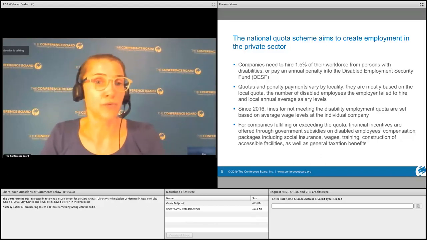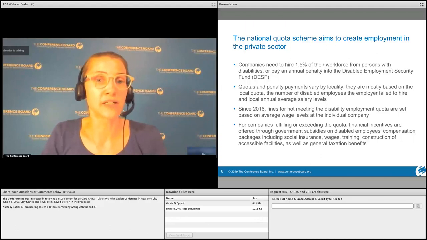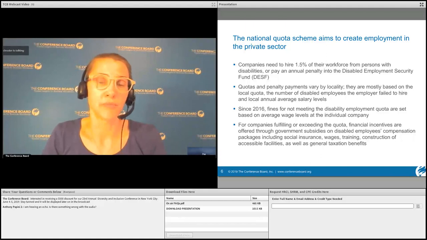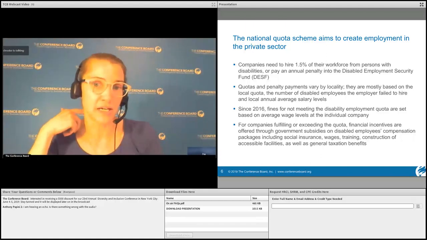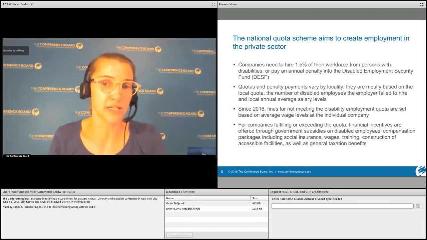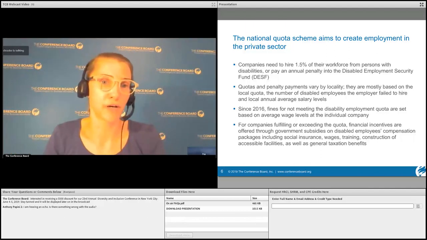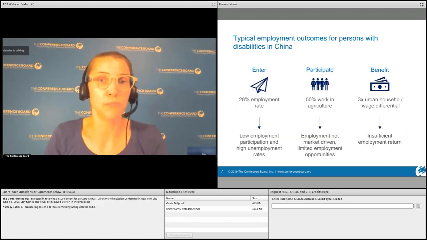And then also for companies who are meeting or exceeding the quotas, there's a number of financial incentives. They're offered through government subsidies and social insurance schemes, wage support, training support. So there's a range of financial incentives offered to meet the quota.